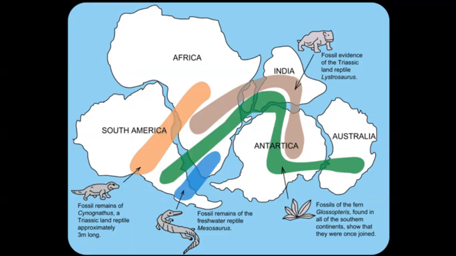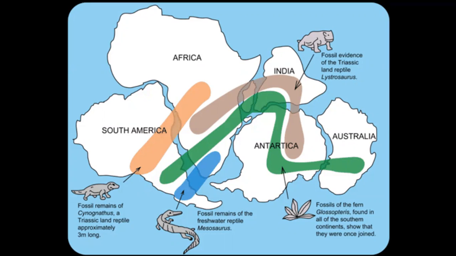Wegener found fossil evidence that the continents were once joined together. The same type of plant and animal fossils are found on continents that are now widely spread apart. These organisms would not have been able to travel across the oceans. So how did the fossils get so far apart?